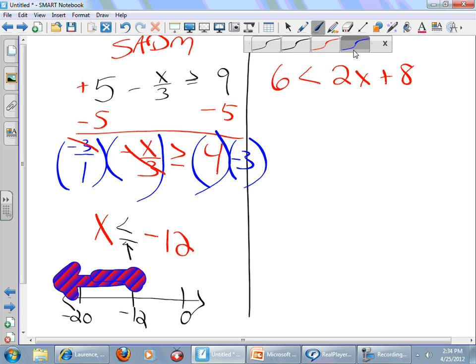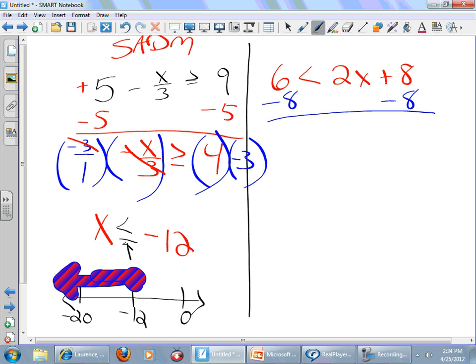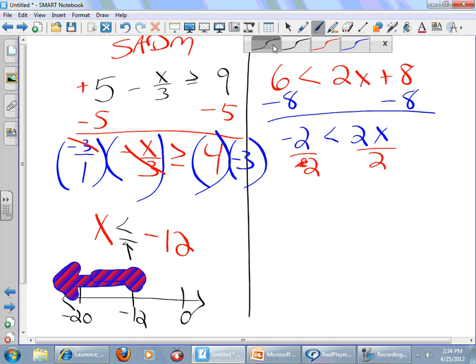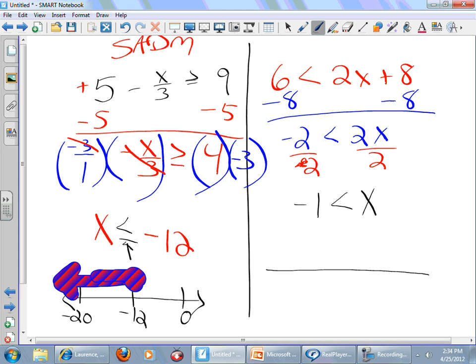All right, over here on this one, another inequality. This time I'm going to subtract 8 from each side. Why? Because I'm trying to get x alone, and Saddam tells me to do addition before I undo multiplication. I'm going to get a negative 2 here, get a 2x, and then I'm going to divide by 2. Did I divide by a negative? No, I did not, even though I wrote that there for a second. Since I did not divide by a negative, I am not going to flip my inequality.